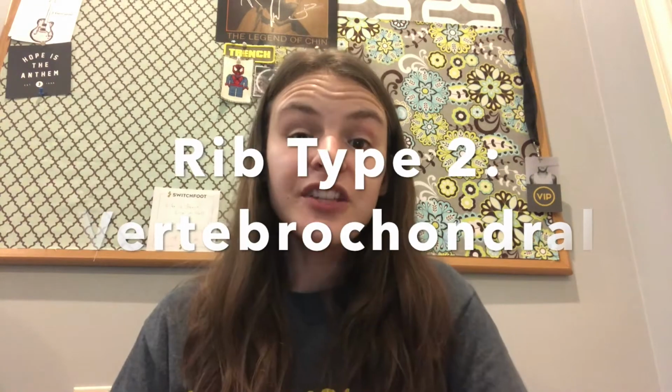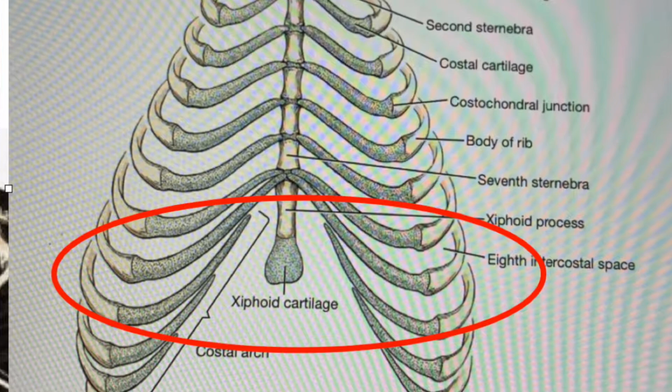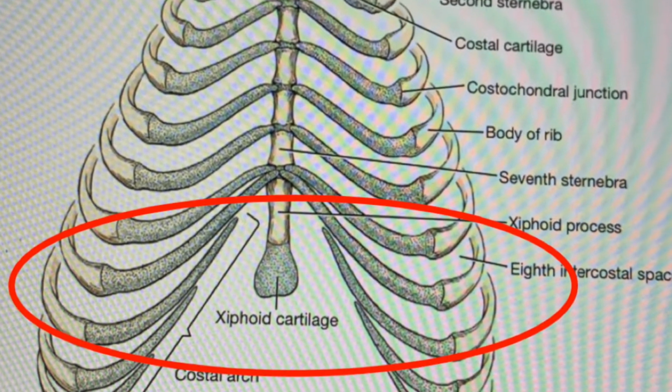The second type of rib is called vertebrochondral. These are different from the true ribs. They're called false ribs, and they are the next 3 pair of ribs after the true ribs. They have indirect sternal connection via cartilage. The last 2 pairs of ribs are called floating ribs. These don't attach to the sternum at all.